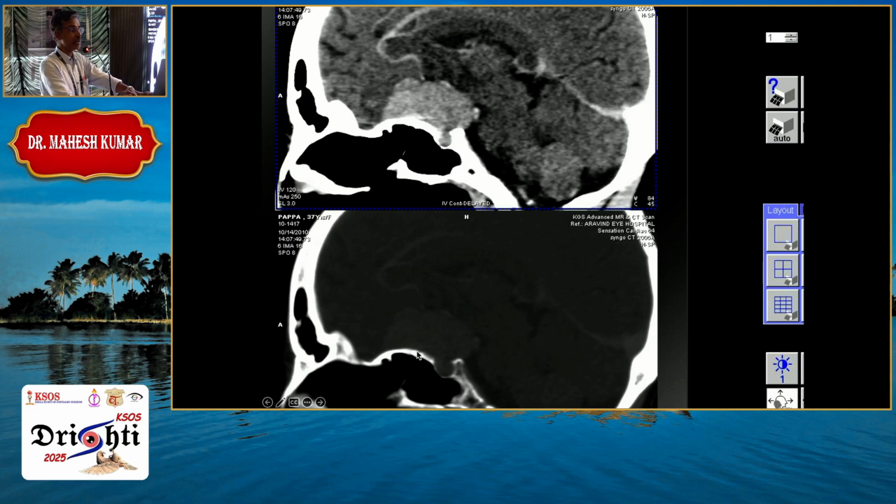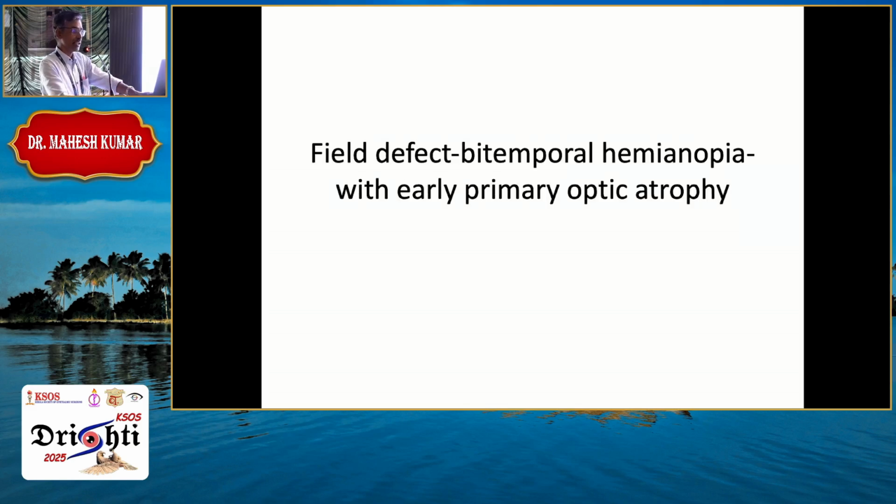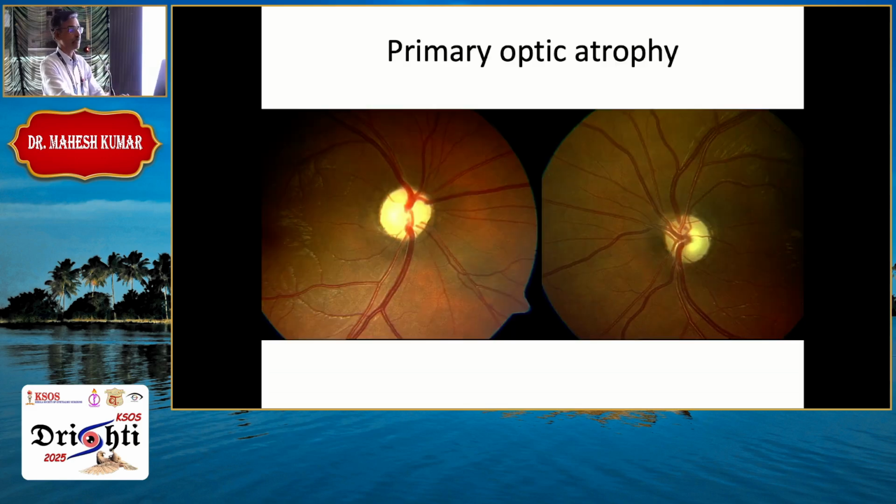And you can see the hyperostosis of the bones because of the chronicity of the lesion. So sometimes you can see this hyperostosis. So that is a suprasellar planum sphenoidale meningioma. Next case is a bitemporal hemianopia.